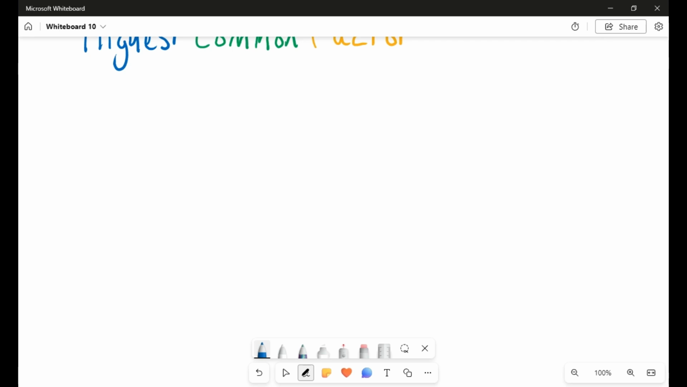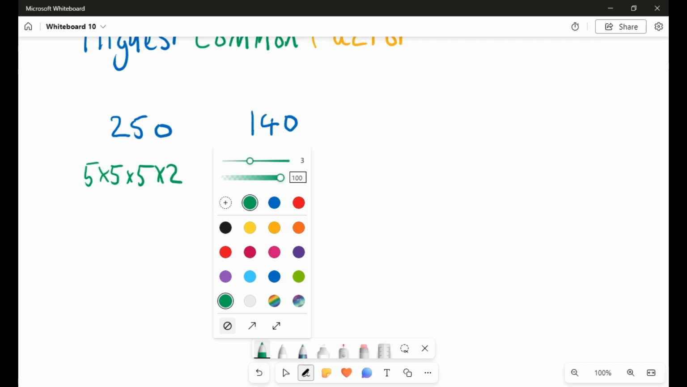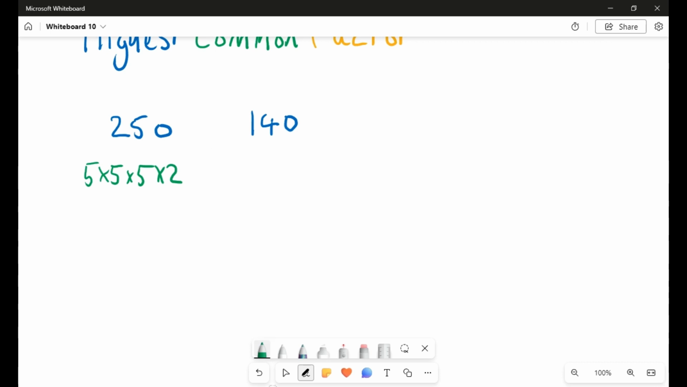So this time we're going to look at 250 and 140. Now 250 broken down into its prime factors is 5 times 5 times 5 times 2. And 140 broken down is the same as 2 times 2 times 5 times 7. So I'm going to put these two next to each other. So can you spot the matching pairs?